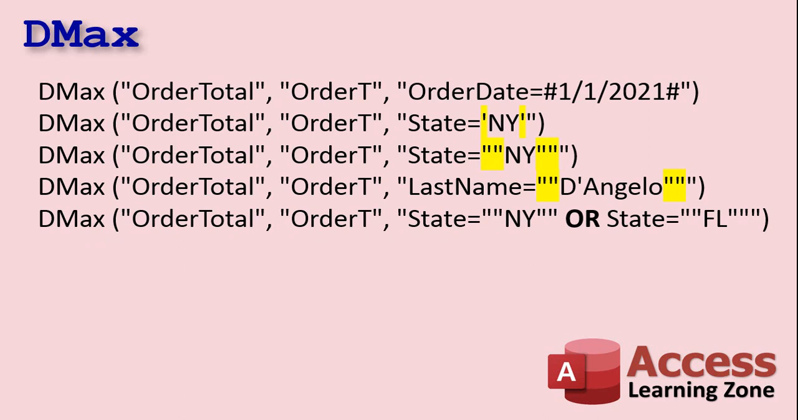You can also use ands and ors and things like that in your criteria. Like this one says, find me the largest order total from the order T where the state equals New York or the state equals Florida. So that kind of stuff is allowed as well.